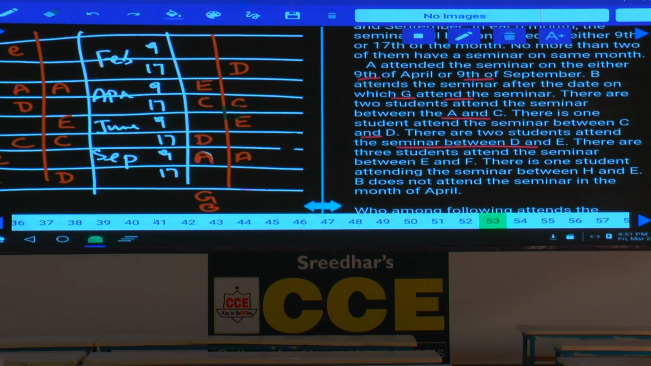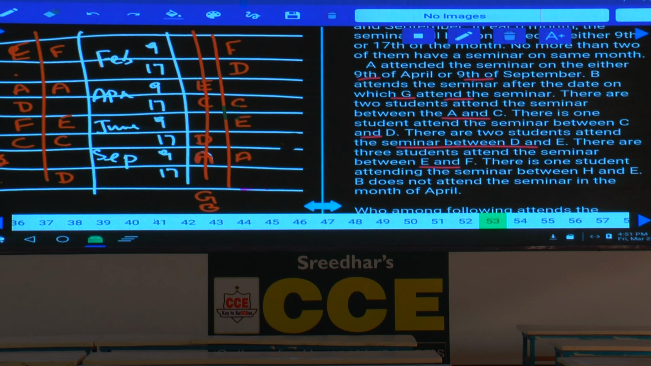Next one. There are 3 students between E and F. As there are 3 students between E and F, now in this one, 1, 2, 3, this case is completely ruled out because there is no place for F. 3 students between E and F, 1, 2, 3, F must be here, isn't it? If E is here, 1, 2, 3, F must be here. E cannot be here. If E is here, then 1, 2, 3, F will be here. Done with this? How many possibilities do we have? We have 3 possibilities.